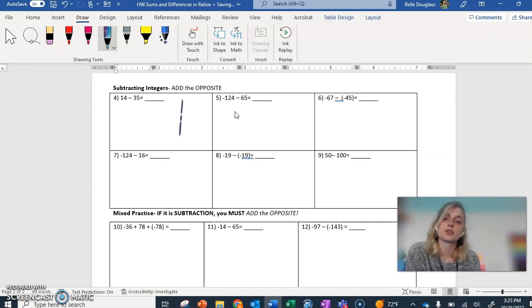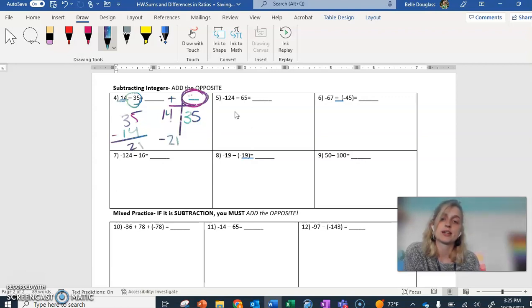So remember that you can always create a chart. This 14 is positive. This 35 has a minus sign in front of it. That's a negative. Choose the team that has more points. Winner minus loser. And keep the sign of the winning team. So your answer here would be -21. That's the same setup for all of these.